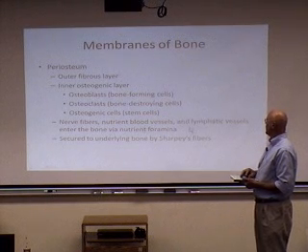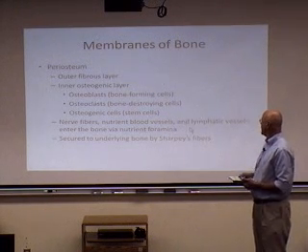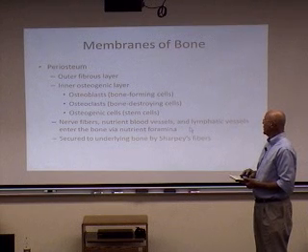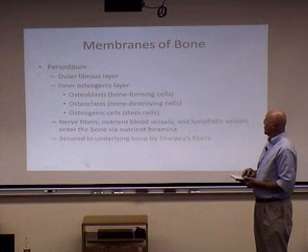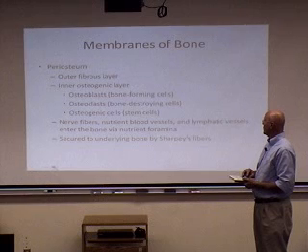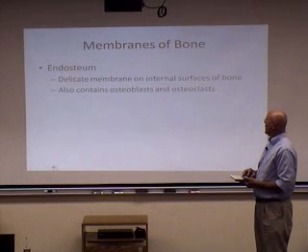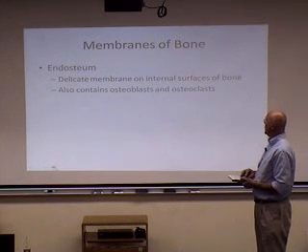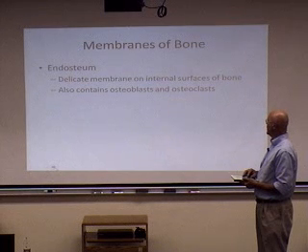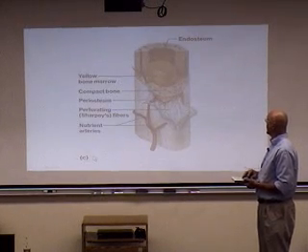Notice also in the bone we have nerve fibers, blood vessels and lymphatic vessels that will enter the bone to provide nutrients and remove waste. Now on the interior of the bone we also have the endosteum, and this endosteum also contains the osteoblasts and osteoclasts as well. So here we take a look at it.